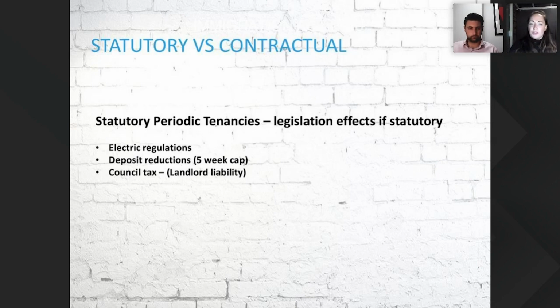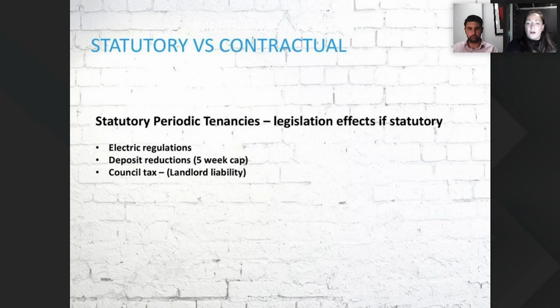You must also make sure that you don't hold a deposit above 5 weeks, because the Tenant Fees Act that came into force on the 1st of June 2019 doesn't allow any new tenancy to hold a deposit higher than 5 weeks. So this will affect you if your tenancies go rolling statutory.